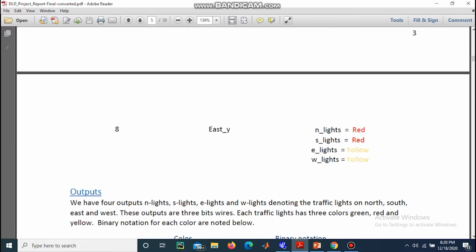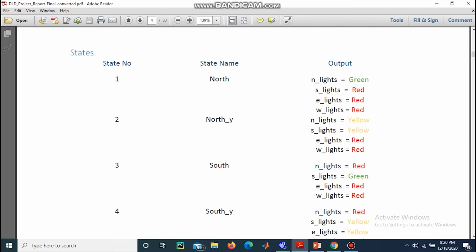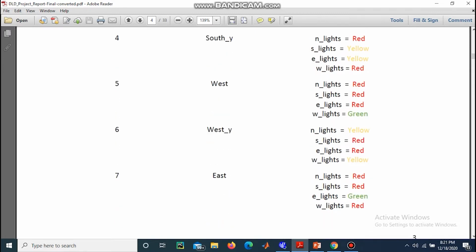For each side, we have defined 2 states. One is for green light and another is for yellow light. For example, in north state, the green light state is north. In this state, the N lights will be green and the other 3 lights will be red. And for north yellow state, the N lights and S lights will be yellow and other 2 will be red. This process will be same for the other 3 sides as well. So in total, we will have 8 states.